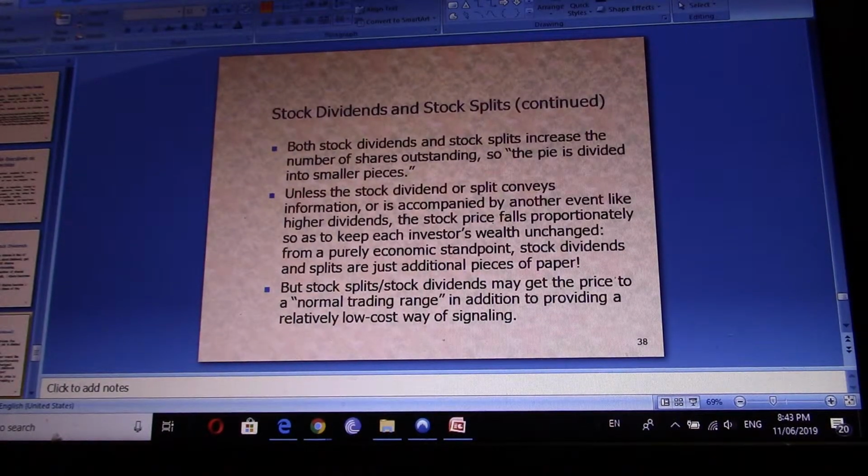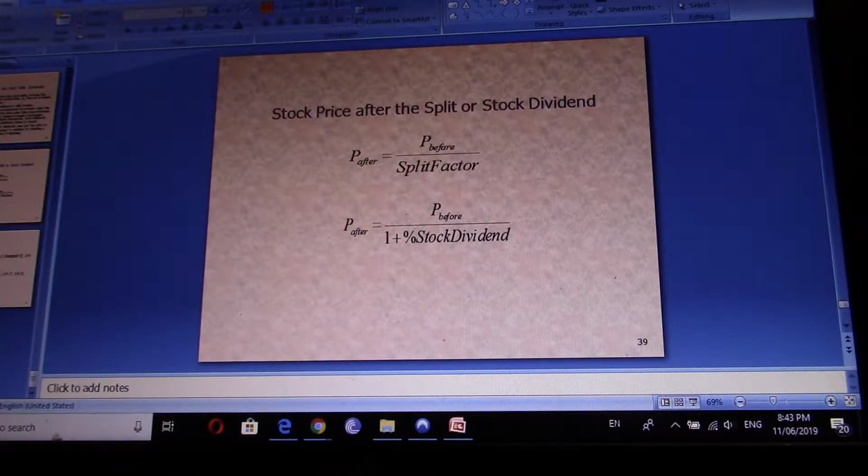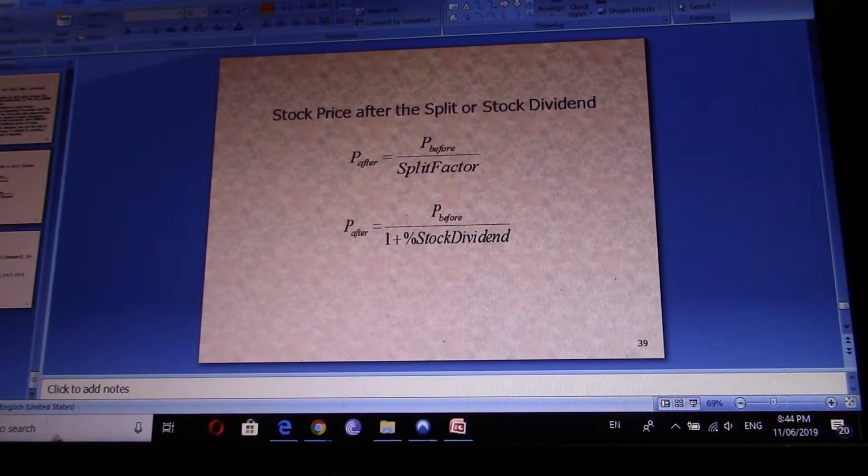Since the number of shares will be higher, with a 2-to-1 split the stock price will be half of the old price before the split. So you see, the price before divided by the split factor equals the price after. And for dividends, if the company pays a dividend, the price will fall. That's the equation for that.